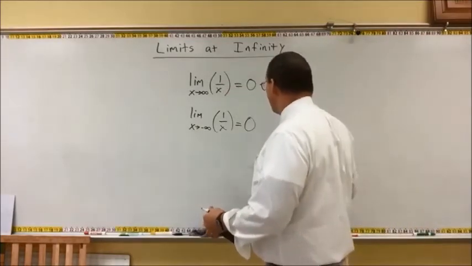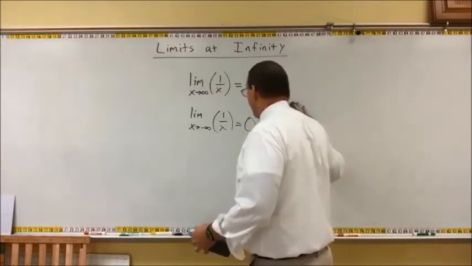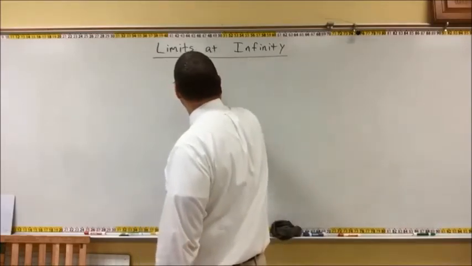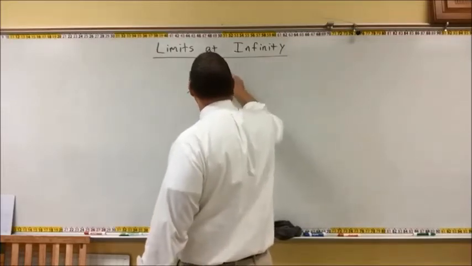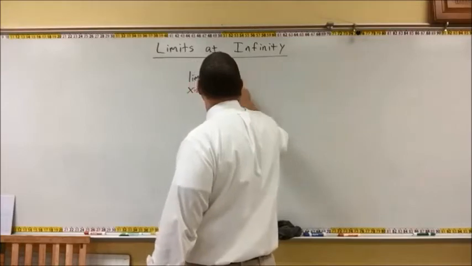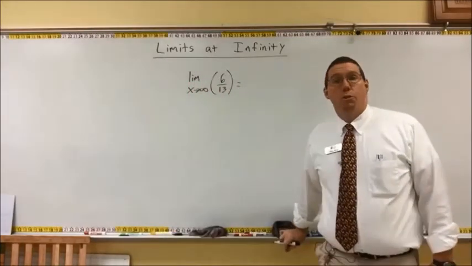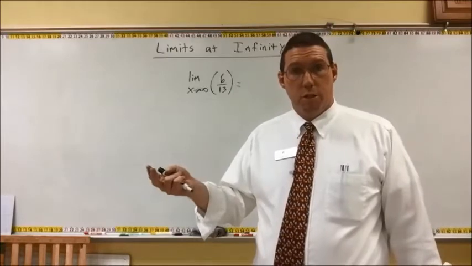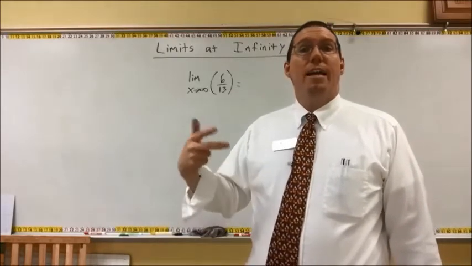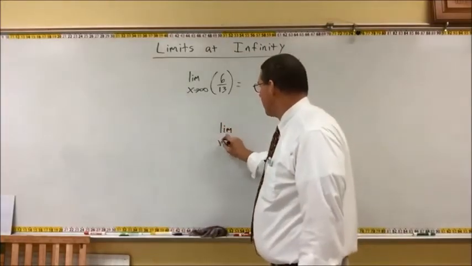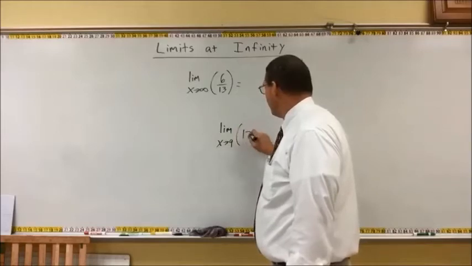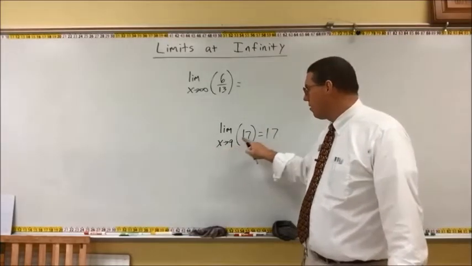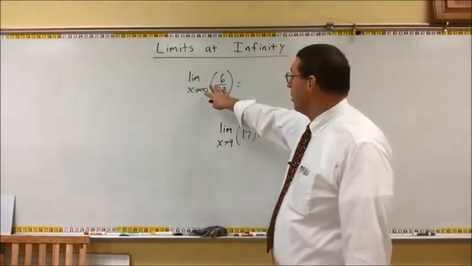All right, the second limit that you have to know by heart is the limit as x approaches infinity of, let's say, 6 over 13. Now, I want to remind you about the properties of limits. One of the properties is the limit as x approaches some value of a constant. Do you remember what is the limit as x approaches 9 of 17? The answer is 17. That's because the function is a constant function, so it doesn't matter what the x value is, the answer is always going to be 17. So this one now becomes very easy.